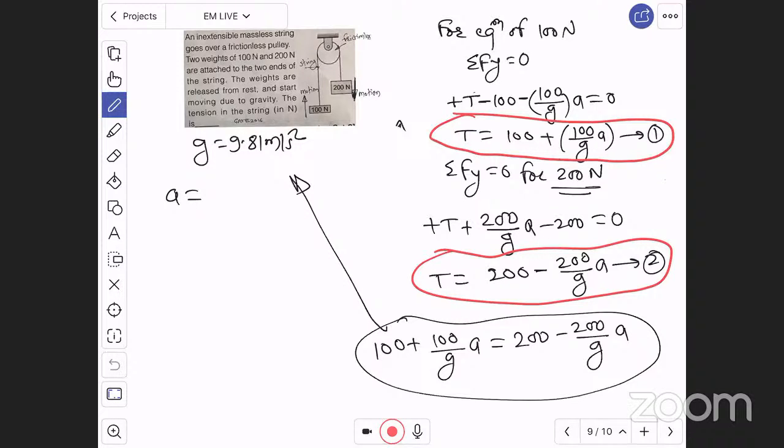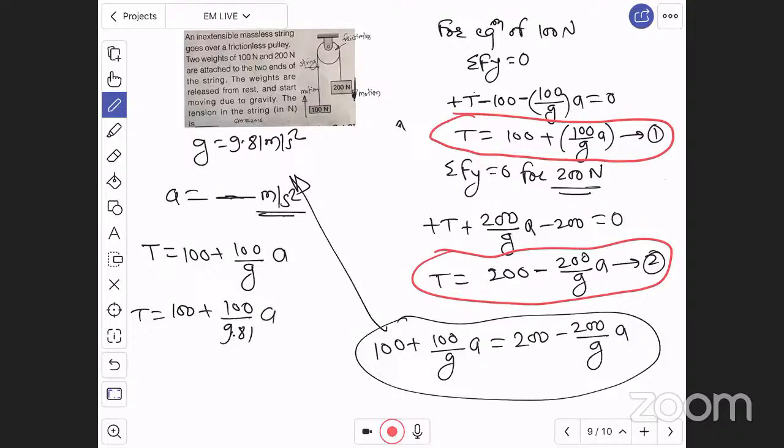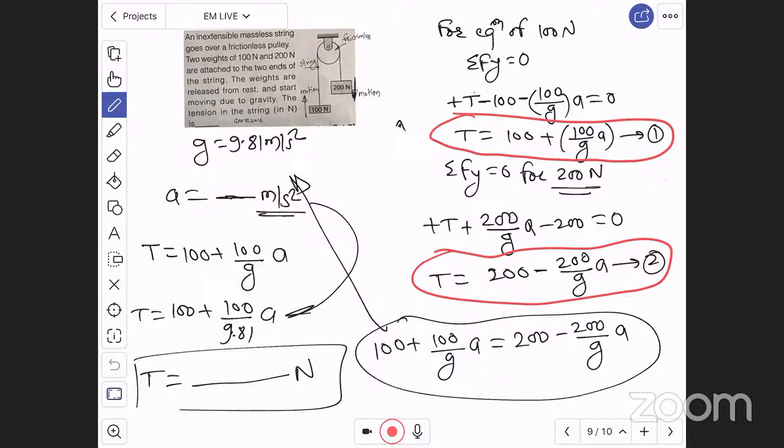From this equation find a. Whatever may be the answer in meter per second square, put this a in any one equation. Therefore, T is equal to, let us say, 100 plus 100 divided by g into a. Therefore, T is equal to 100 plus 100 divided by 9.81 into a. Put this acceleration in this equation and find T and tell me your answer. अब तो मैंने सब कुछ दे रखा है यहाँ पे स्क्रीन पे, तो मुझे बताओ क्या आएगा आपका. What is your answer for tension?